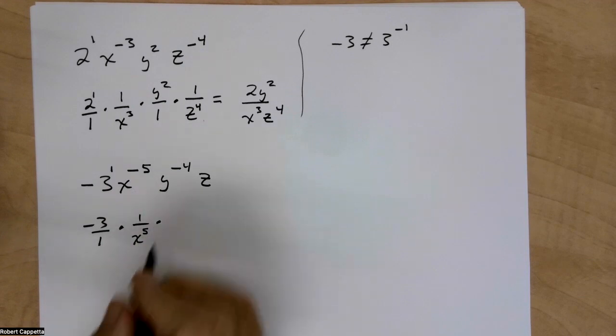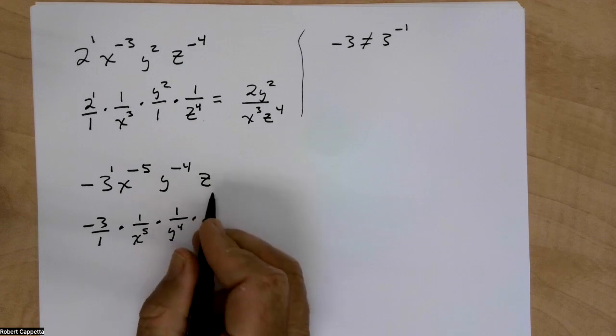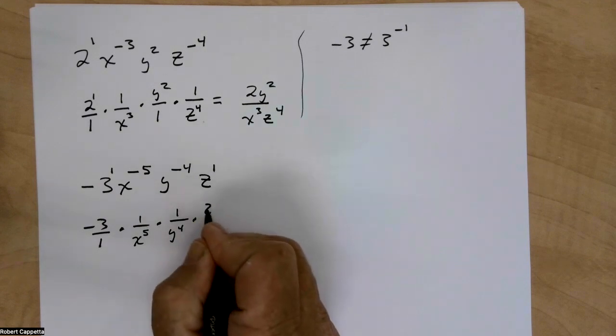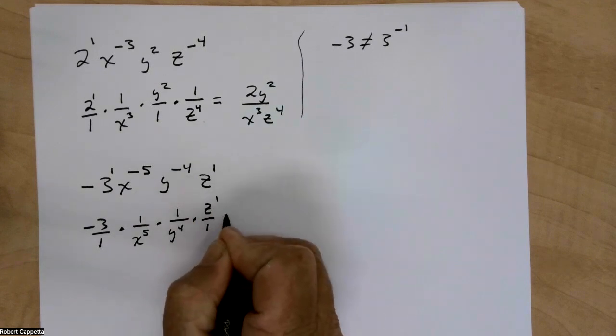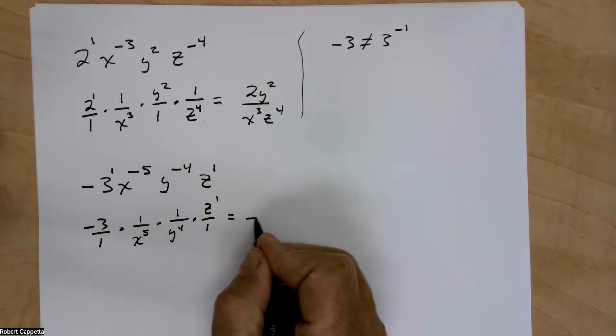Y to the negative 4 means 1 over y to the 4th. And z, that of course is z to the first. If it doesn't have an exponent, it helps to give it an exponent. We'll call it z to the first over 1. And then we multiply across the numerators, multiply across the denominators.